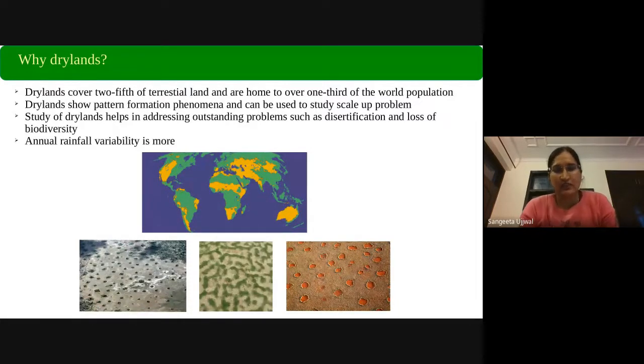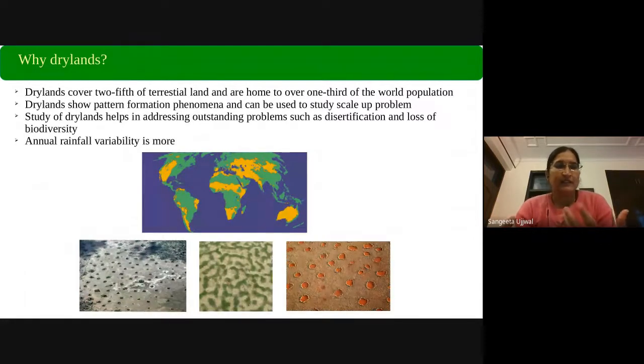Another motivation for choosing dryland ecosystems is that in general it is very important to study any phenomena in the context of drylands, because drylands cover two fifths of terrestrial land and are also home to over one third of the world population. It has been found that these dryland vegetation models show different patterns, as you can see over here. These are famously known as fairy circle patterns, and then there could be gap patterns and dot patterns. So there is a lot of pattern formation involved here. The theory of pattern formation that we know from other fields like fluid dynamics can be applied over here.